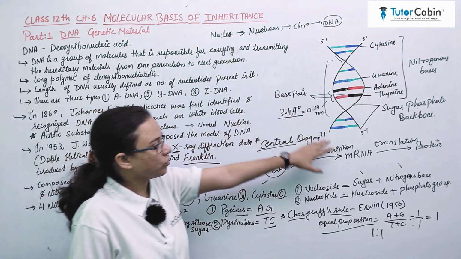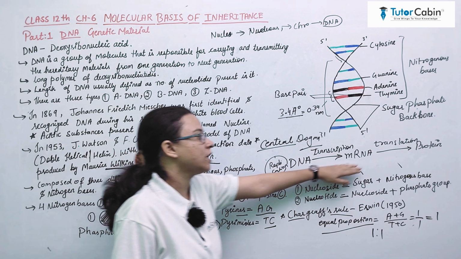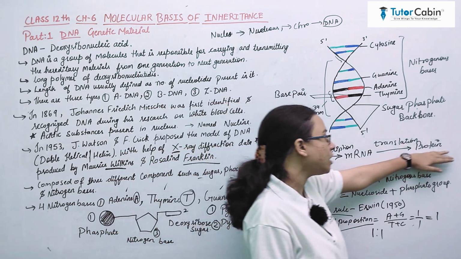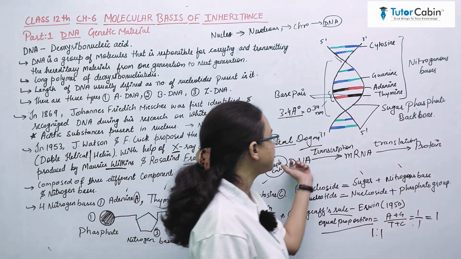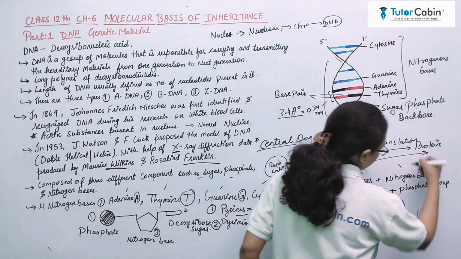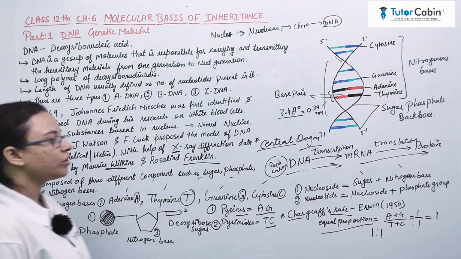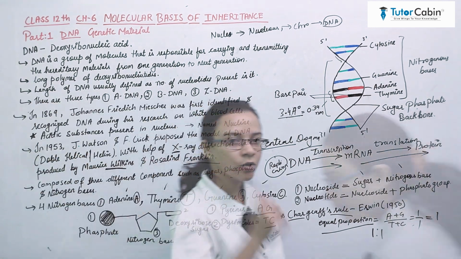So this is the structure of DNA, and this is the central dogma. It means DNA forms the RNA, and RNA forms the protein, and these signals are transferred from one to the other. Clear, friends? So I hope you understand this lecture. Please note down all the important points.